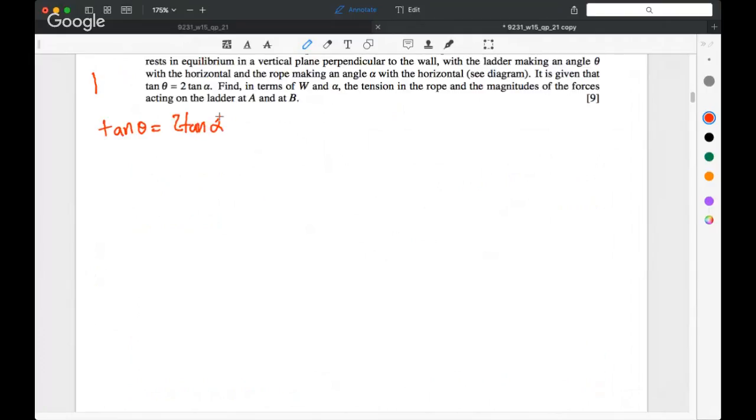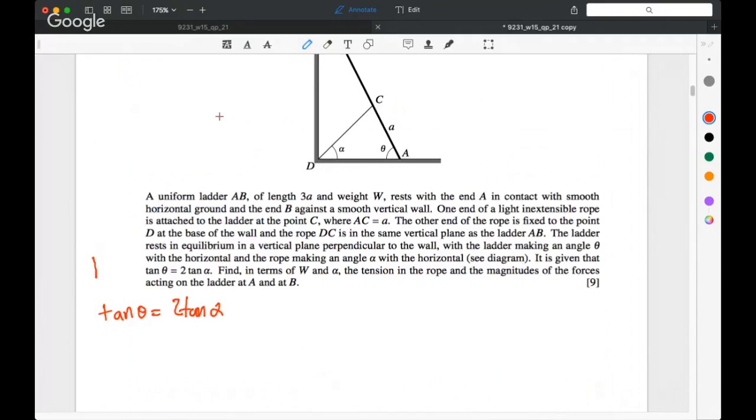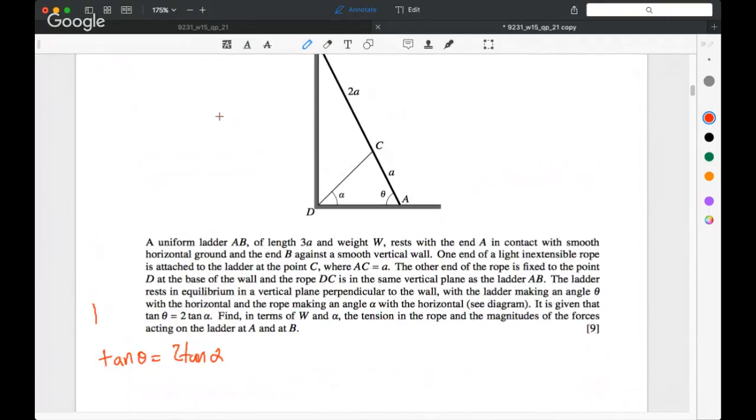Okay. And it wants the tension in the rope and the magnitude of the forces acting on the ladder at A and B. So that's what it wants. But it wants them in terms of the weight of this rod and alpha, the angle it gives. So you don't want theta, so you need to eliminate that at some stage.